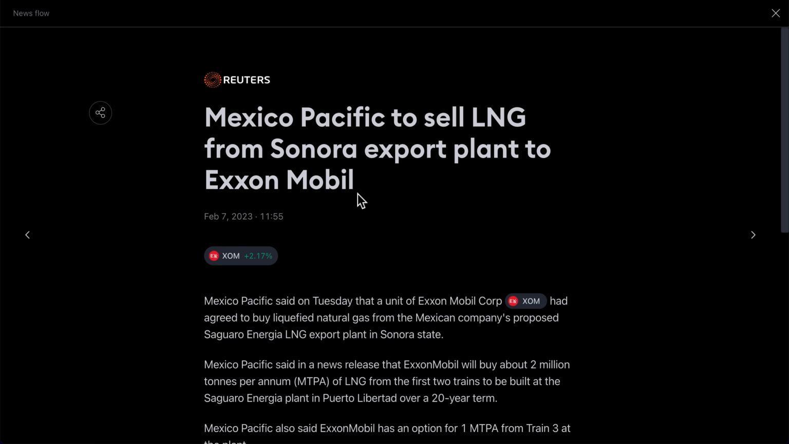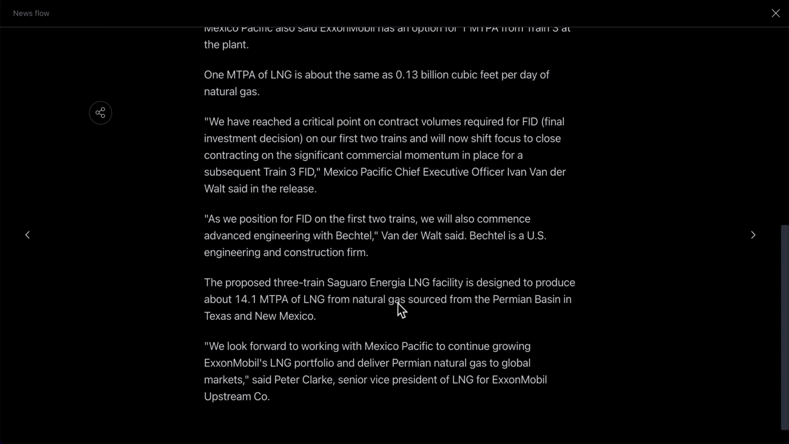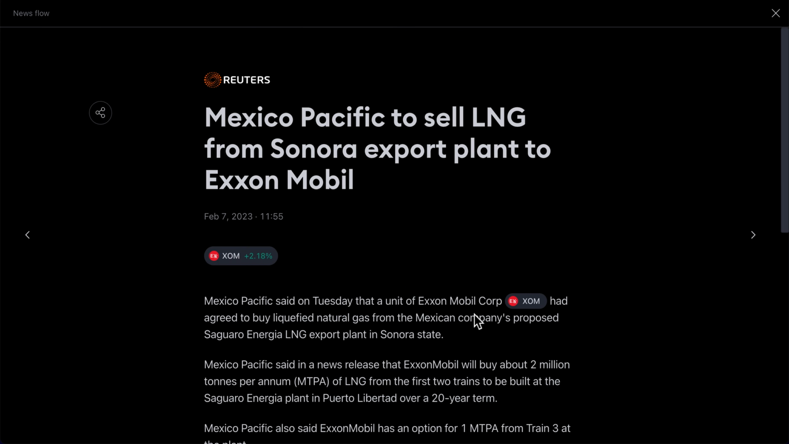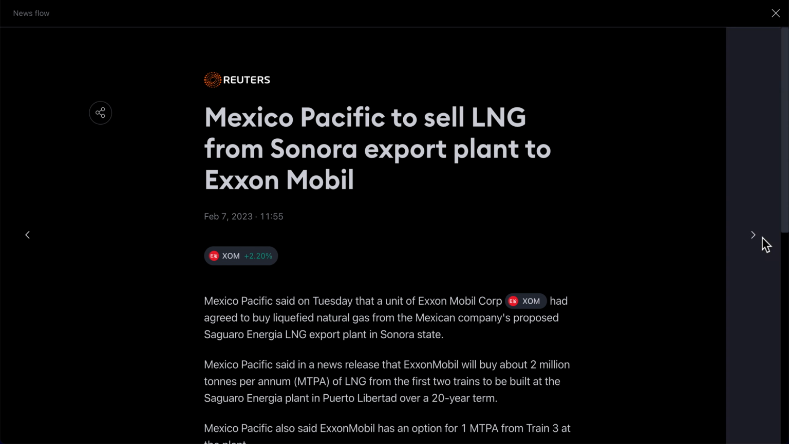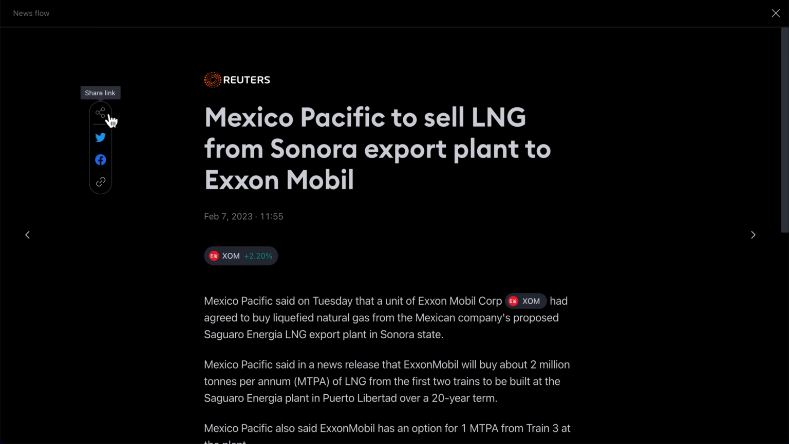And when we click to open that article, it appears on a page just like this. We can scroll down to read this, and we're that much more informed about what's going on with Exxon, or in this case even oil markets, and even the country of Mexico. So there's tons of information here, and you'll notice there are arrows on the right and arrows on the left, and there's even a share button.